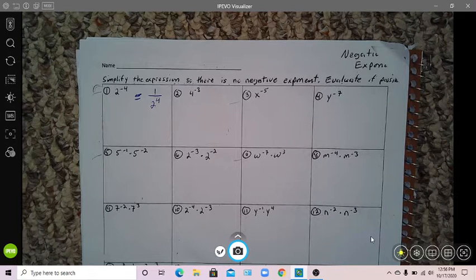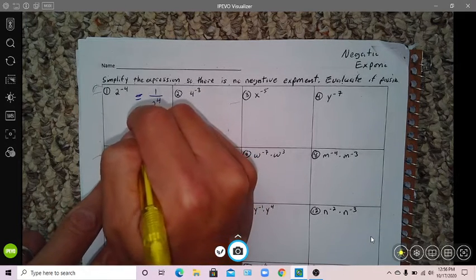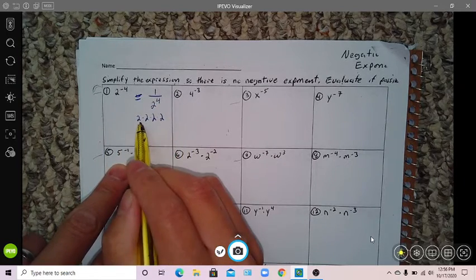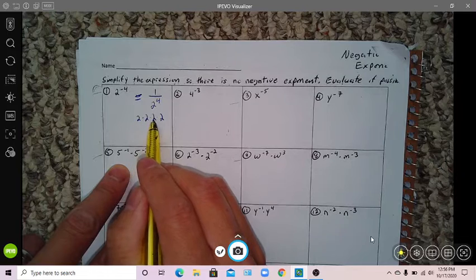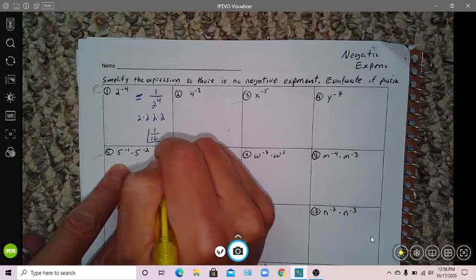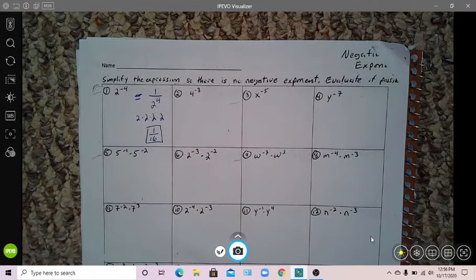Then you can type it in the calculator if you want. 2 times 2 times 2 times 2. 2 times 2 is 4, times 2 is 8, times 2 is 16, so this is 1 over 16. Okay, 1 over 2 to the 4th, or 1 over 16.